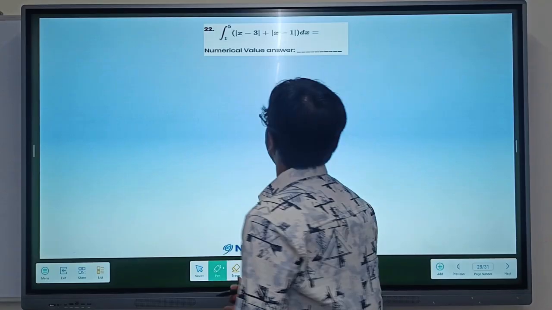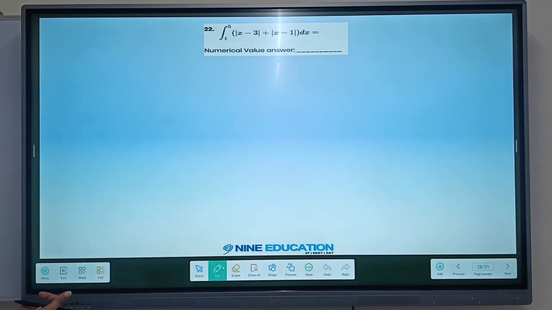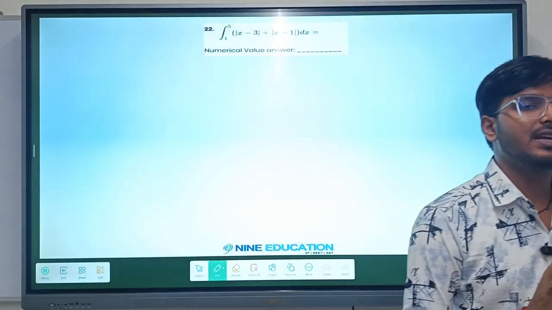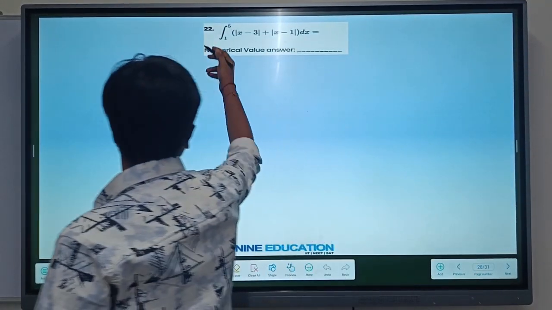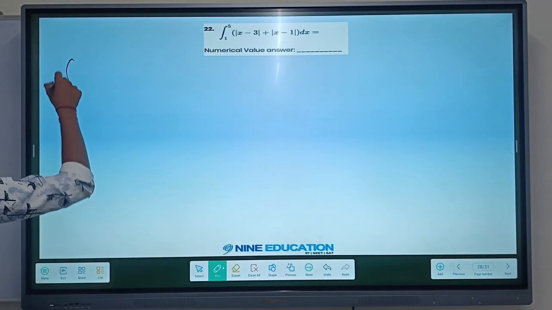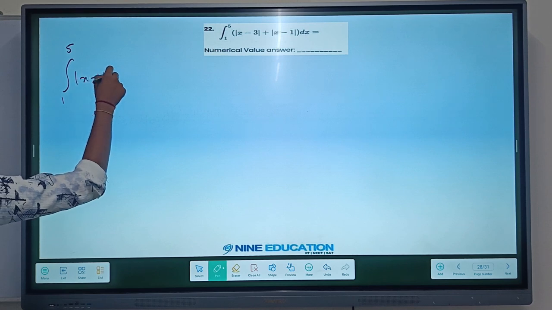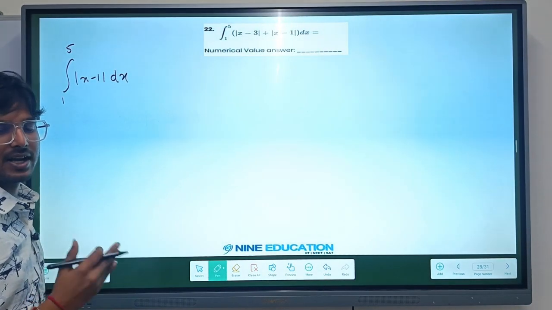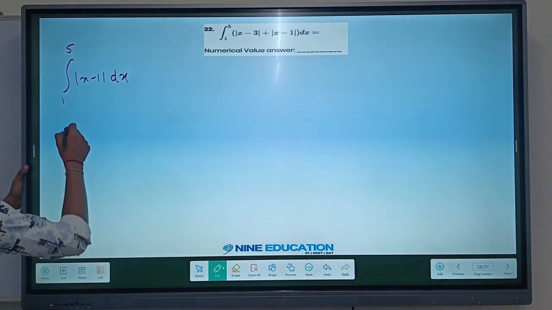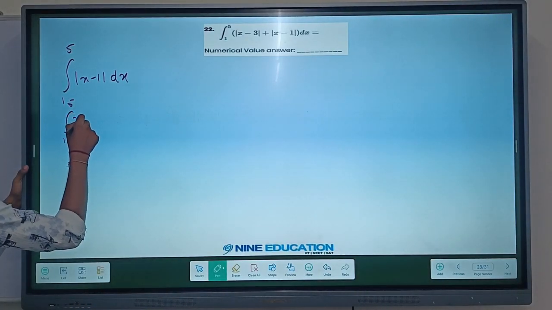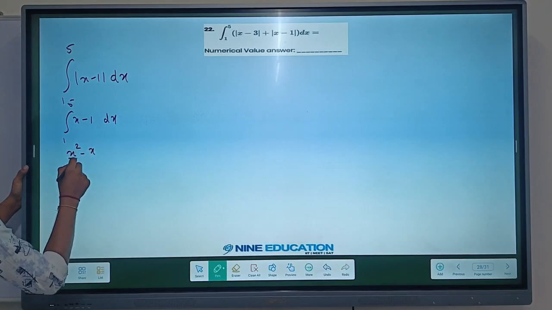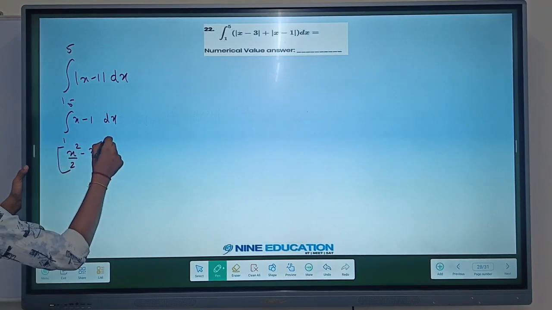Okay, next question, integral 1 to 5 of mod of x minus 3 plus mod of x minus 1. So mod of x minus 3 will break at 3 and x minus 1 will break at 1. So anyways 1 is there. So integral 1 to 5 mod of x minus 1 dx, I can write it separately as this mod. When x is greater than 1, x minus 1 is positive, this mod will open in positive only. So integral 1 to 5 of x minus 1 dx, so it will be x square by 2 minus x from 1 to 5.